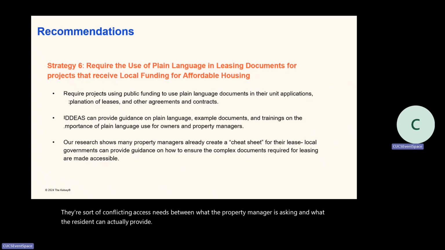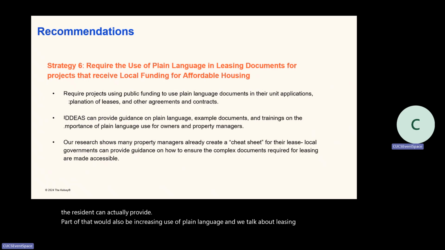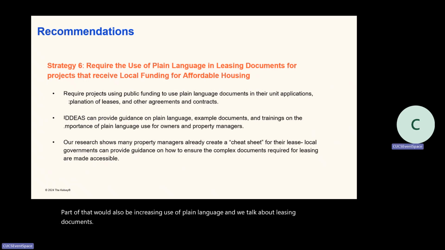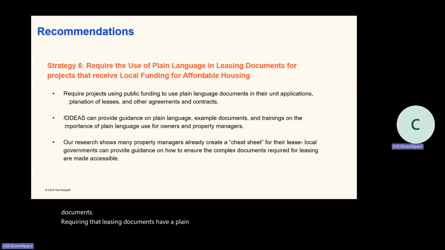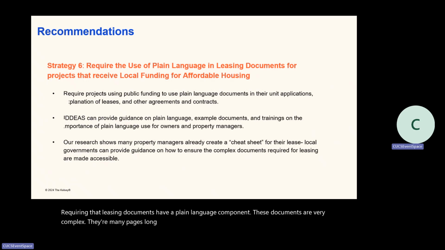Part of that would also be increasing use of plain language. And we talk about leasing documents, requiring that leasing documents have a plain language component. These documents are very complex. They're many pages long. They're written at a graduate school level. Let's make sure that all of our communications across any spectrum are always in plain language so more people can engage.